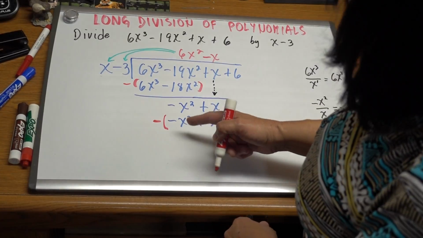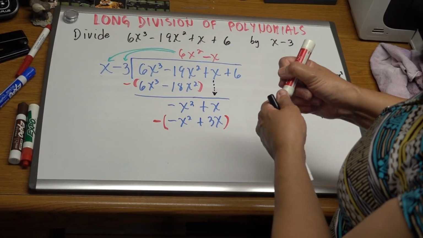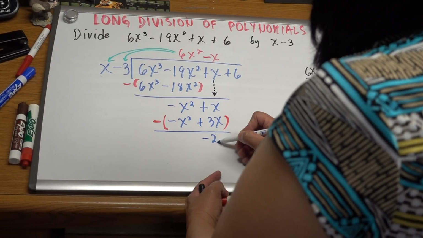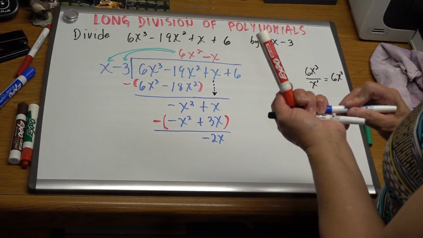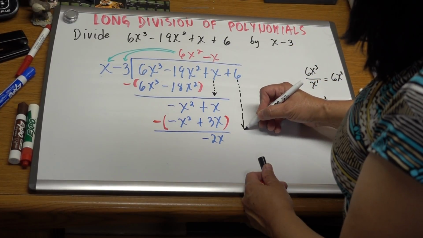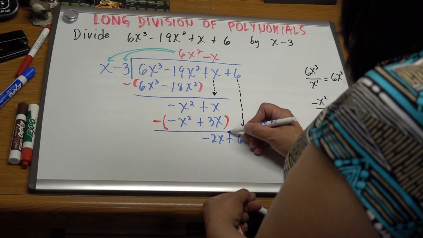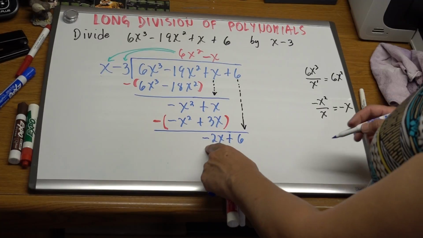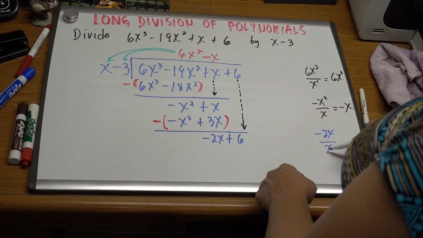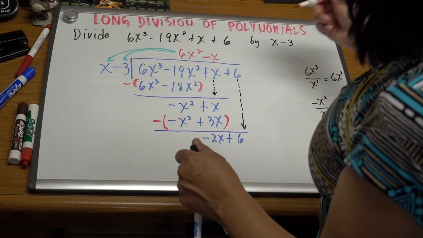Negative x squared plus x squared cancels. x minus 3x is negative 2x. So you put negative 2x right there. Bring down the last term, which is plus 6. So plus 6 here. And then repeat the process. Negative 2x over x. Cancels x, you have negative 2. So that negative 2 goes on top of this one.